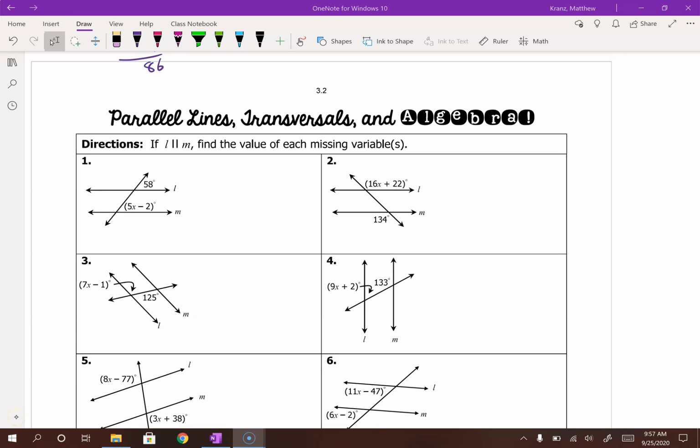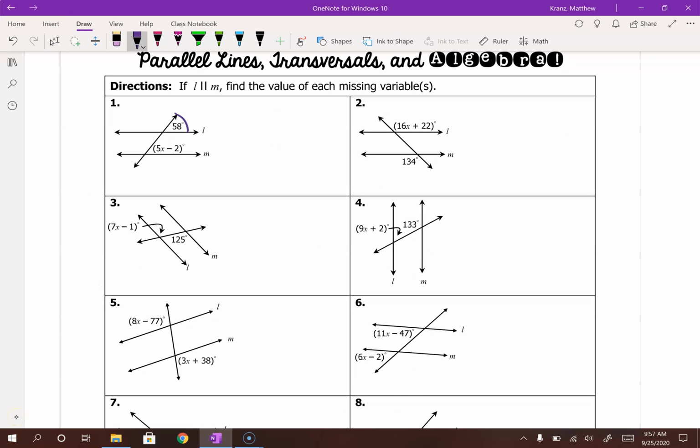So when I look at number 1, I see that these are corresponding angles. And corresponding angles are congruent. So that just means that 58 and 5x minus 2 are equal. So 58 equals 5x minus 2. Then I just solve it like normal algebra. I divide by 5, giving me x equals 12, right?